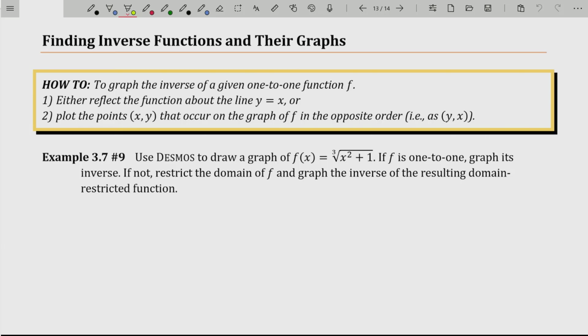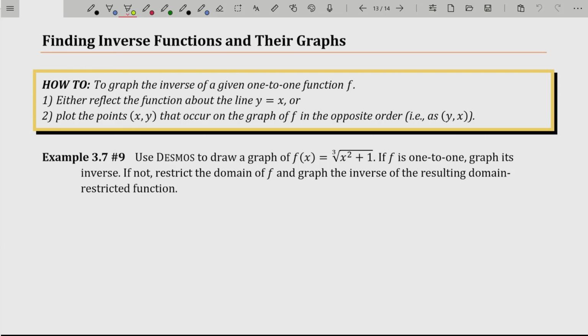Now, there are complications to this. For example, you might have to domain restrict a function f to make it one-to-one first. And this is our very first example. This is just what we're facing here. So we're going to use Desmos to draw a graph of this function f of x equals the cubed root of x squared plus 1, because that's not a function you would be expected to graph by hand.